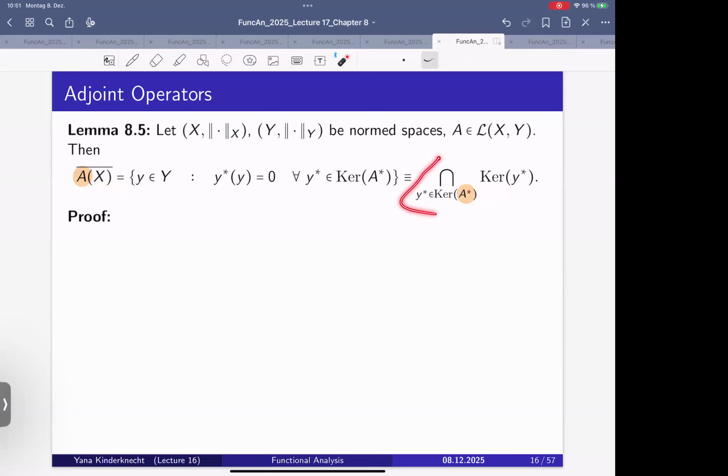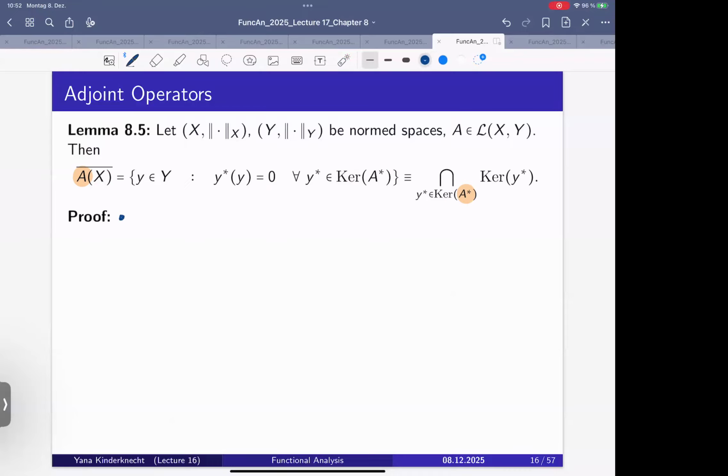And what is written here? This is nothing else but the set of all y's in Y such that y star of y equals 0 for all y star in the kernel of A star. That is, the closure of the image of X under A is given here, where you have the kernel of A star as the main ingredient. So let us show this statement. This is again a connection between A and its adjoint.